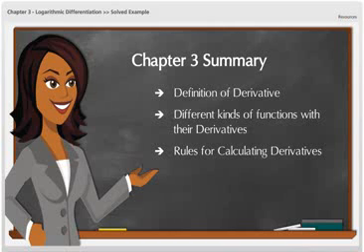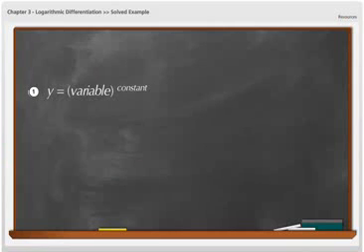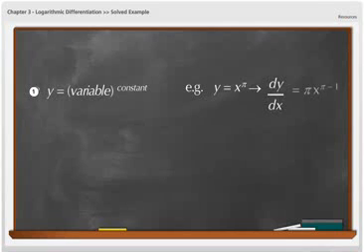Also, one of the expressions that we encounter in this chapter is y equal to a variable raised to a power, where we have a constant. One example of this is y equal to x to the power pi. If you wanted to find the derivative of this function, then dy over dx is equal to pi times x to the power pi minus 1, where we used the power rule here.